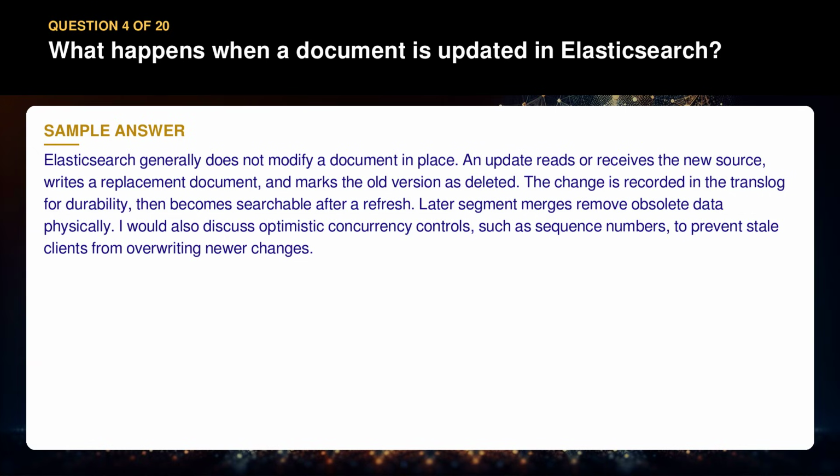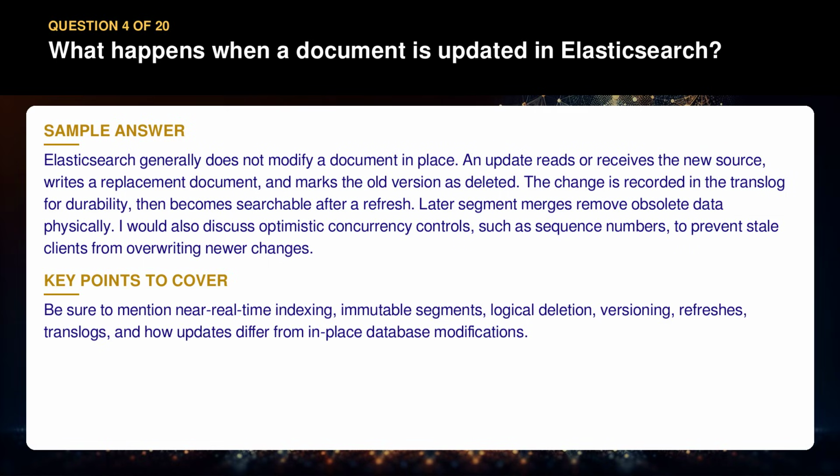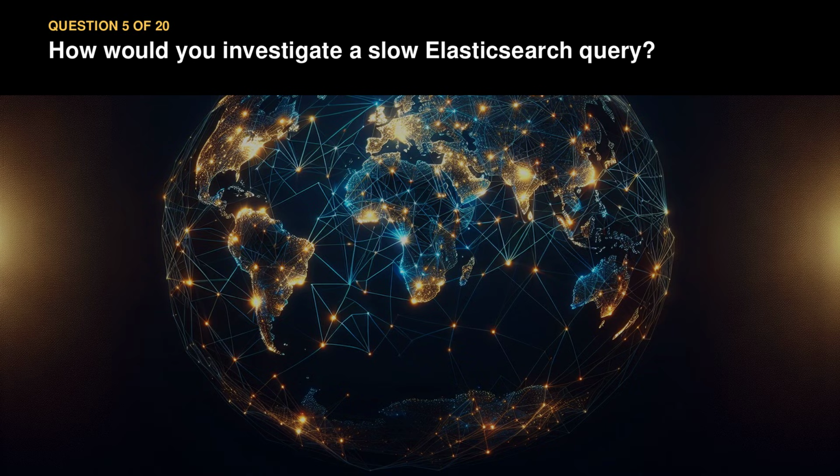Later segment merges remove obsolete data physically. I would also discuss optimistic concurrency controls, such as sequence numbers, to prevent stale clients from overriding newer changes. Be sure to mention near real-time indexing, immutable segments, logical deletion, versioning, refreshes, translogs, and how updates differ from in-place database modifications.